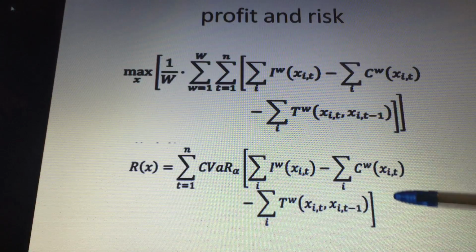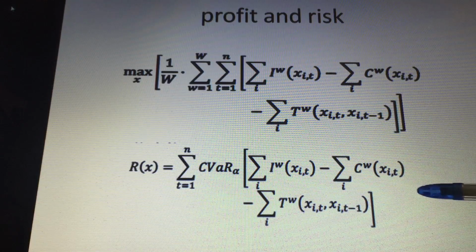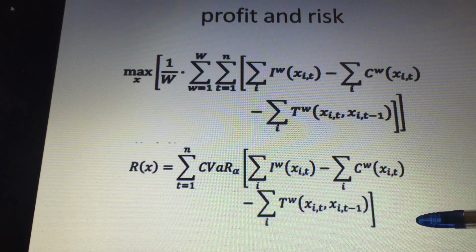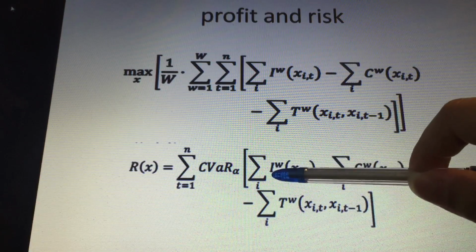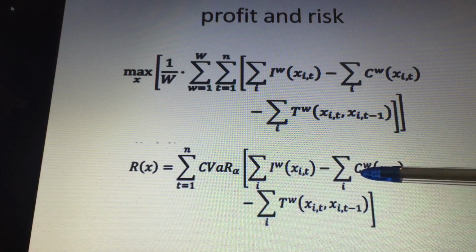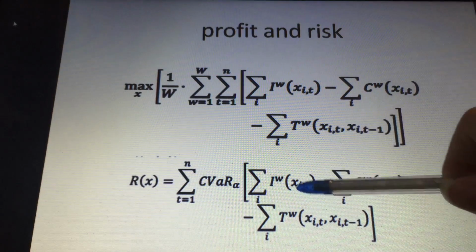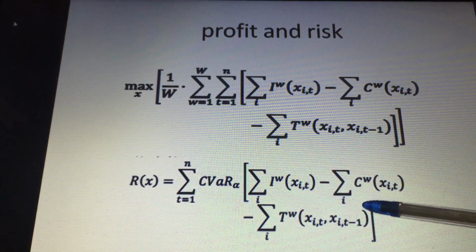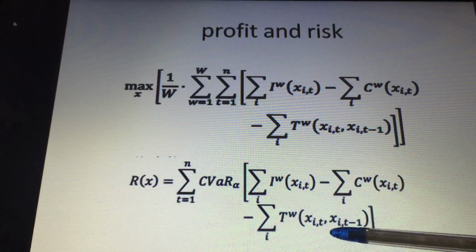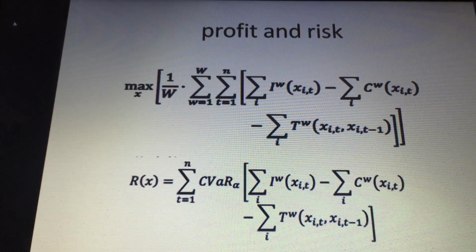The second equation is Rx, the risk function, to find the value and the risk of these total functions. As before, this one is the income, this one is the cost of the energy, and this one is the market transaction cost.